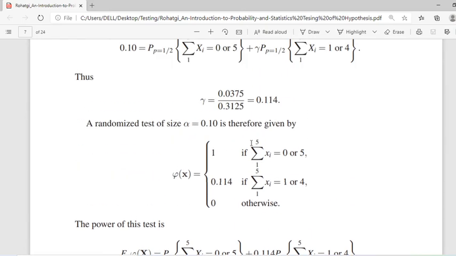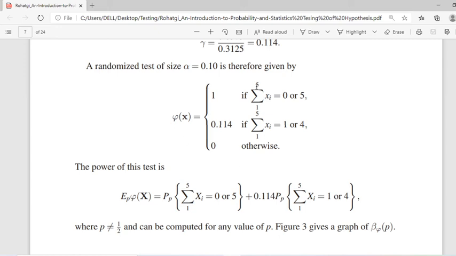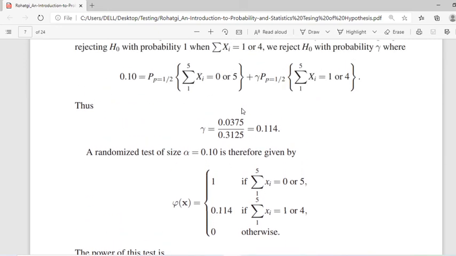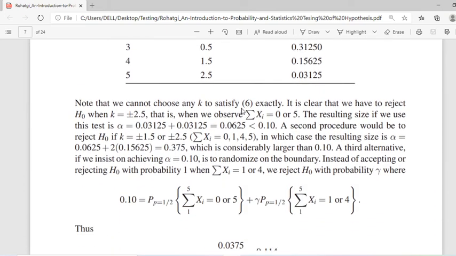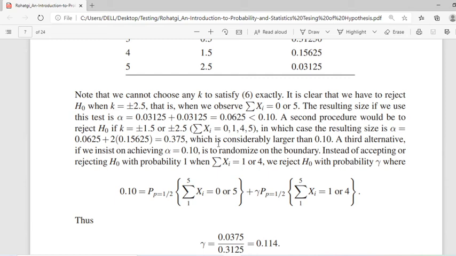So this is an example of a randomized test function. What is the procedure we have adopted? We have identified the observations, computed the probabilities, and tried to find out the rejection region. Since the rejection probability is not exactly equal to 0.10, we have to find a randomized test. In that case, we will reject only if we observe 0 or 5, and we will partially reject when we observe 1 or 4.